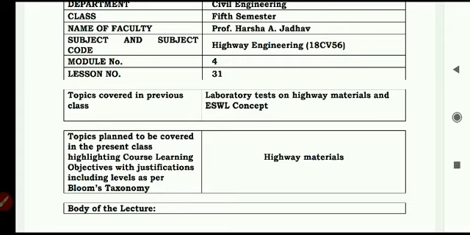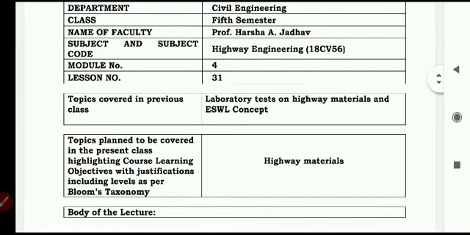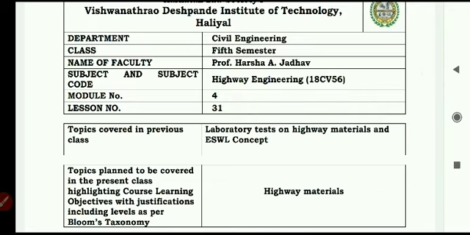This highway material is the starting of the 4th module as per your academics and syllabus. Before going to start the actual class of today, I would like to brief out about whatever we discussed in the last class.